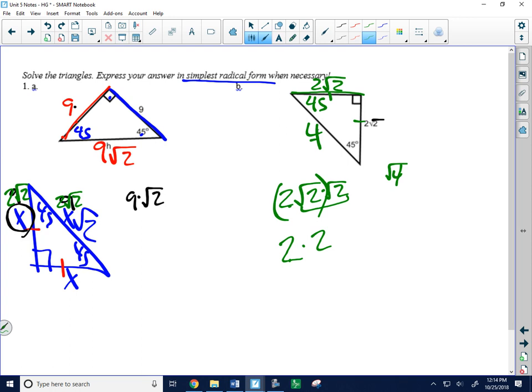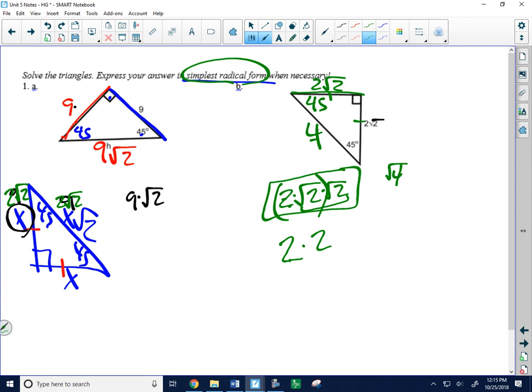Okay. So this is what it is right here. Simplest radical form. So is this the correct answer? 2 radical 2 times radical 2? Yes, but it's not in the simplest form. So square root of 4 is 2, and we had 2 times 2, and so it's 4.